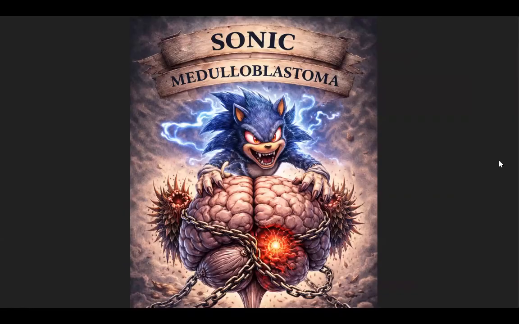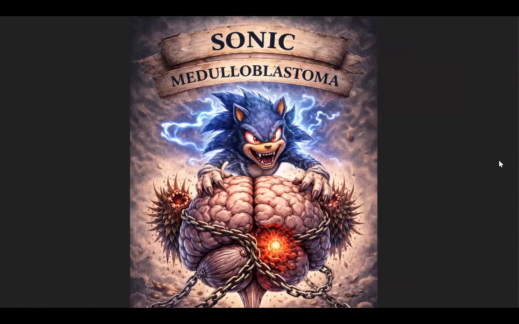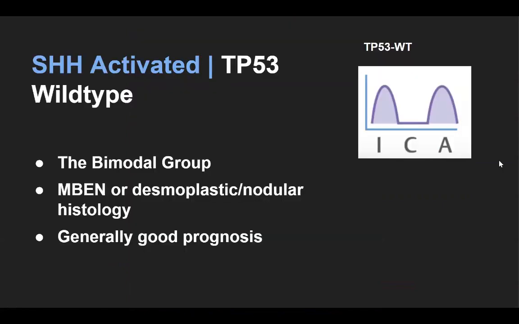So, this is the wild type. Sonic hedgehog, TP53 wild type. Why does it matter? It looks really wild, savage in appearance, but it is not in its behavior. Its behavior is generally better than the other variant. So this is the actual group.